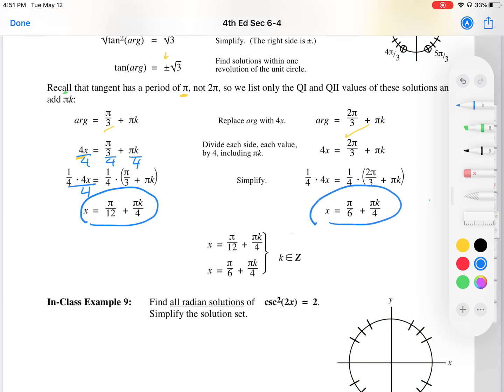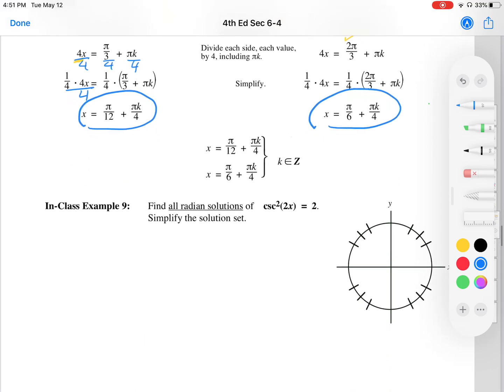Now notice we don't have 2 pi anymore. We have pi over 4. And this is how you write them together. Remember to write that k is in the integers.